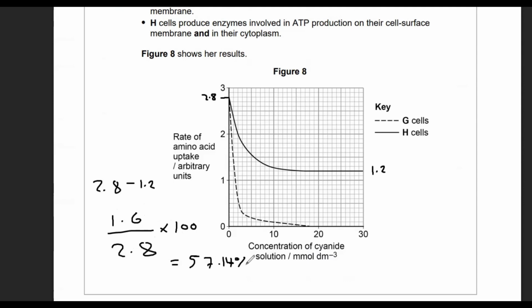57.14%. We could leave that at 57.1. I'm not sure if the mark scheme just wants you to put 57, but they should accept 57.14, and that'll get you two marks. Another biology maths done. Let's go.